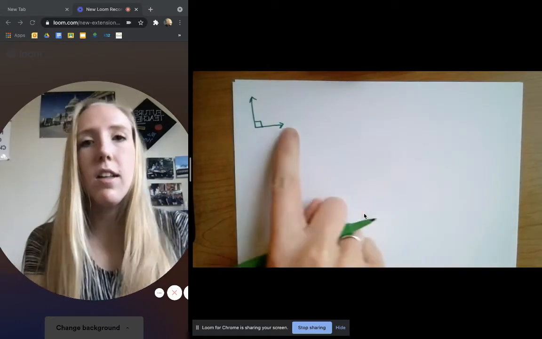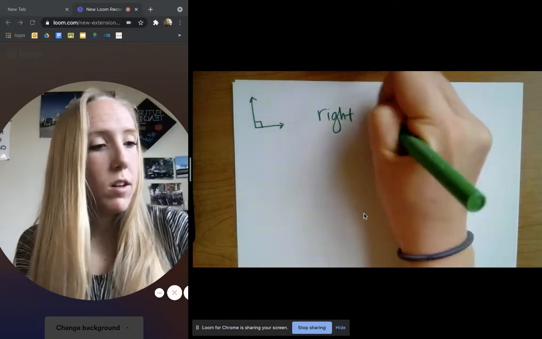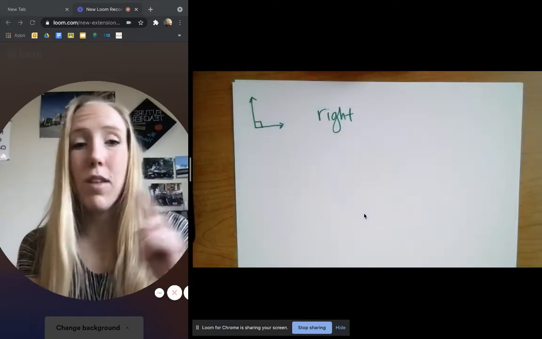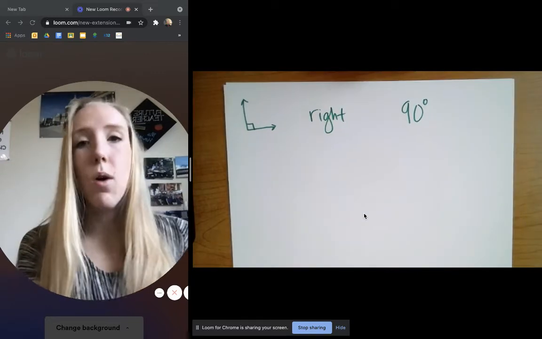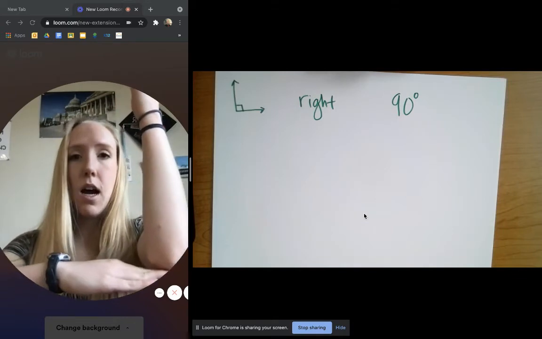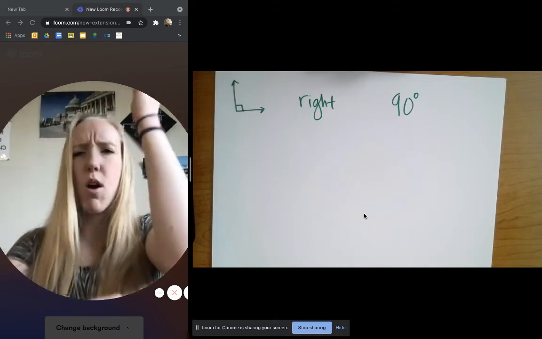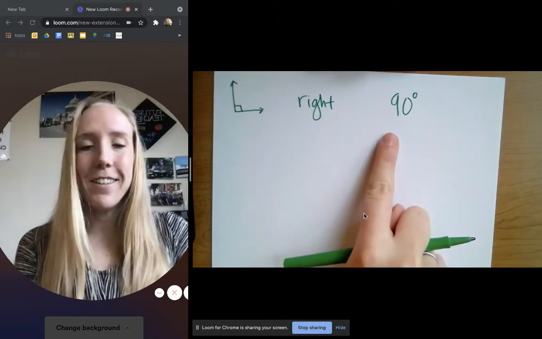angles that look like that. And that little box means that this is a right angle. And the measure of that angle is 90 degrees. Okay, so that's important to know. When it has that little box in the corner and it's kind of like part of a perfect T or is perpendicular, that's a right angle and it's 90 degrees.